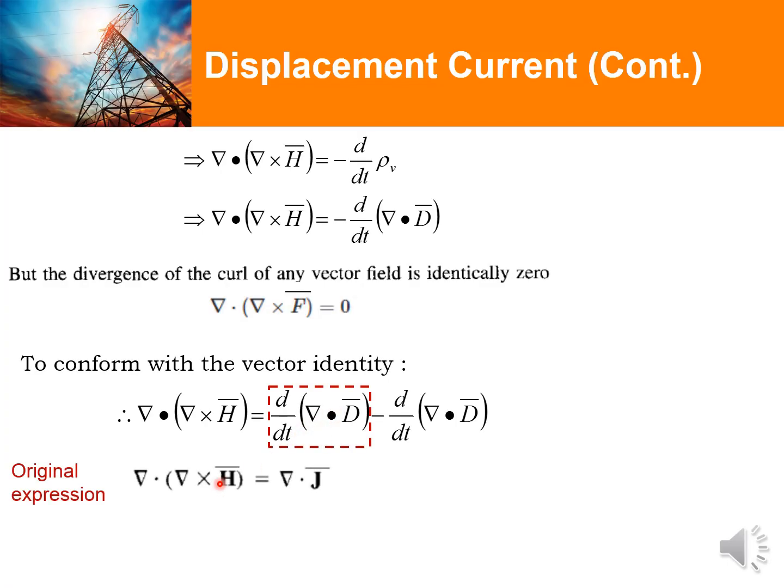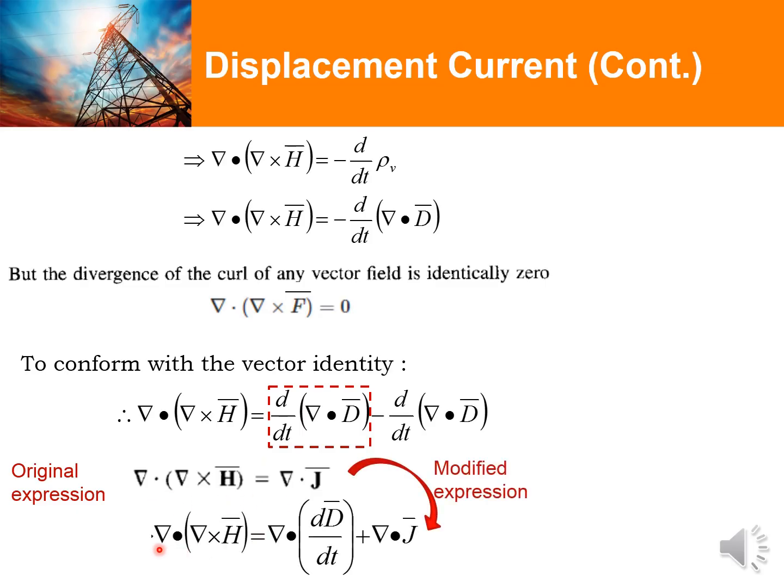With this, the original relation that was shown earlier would be modified to become del dot curl of H is equivalent to del dot dD over dt plus del dot J. Del dot of vectors can be said to be divergence operations. Removing the divergence operation on the left hand side and the right hand side of this mathematical relation, we would get the curl of H is equivalent to J plus dD over dt.